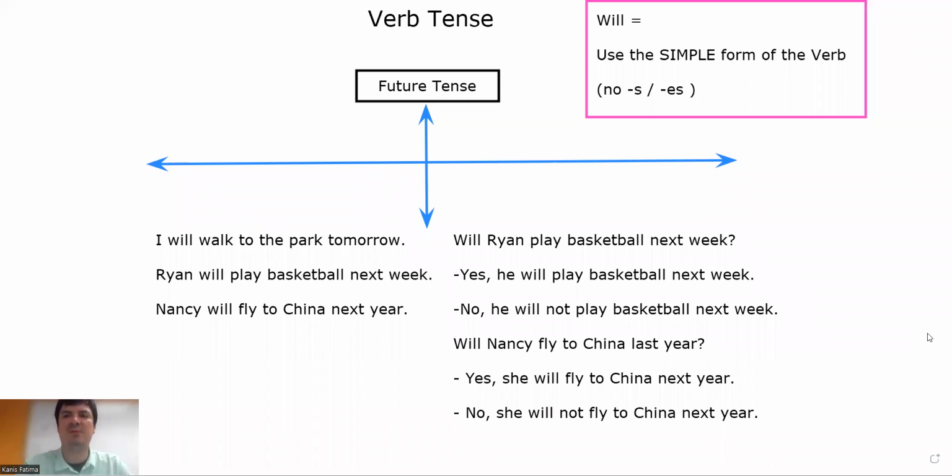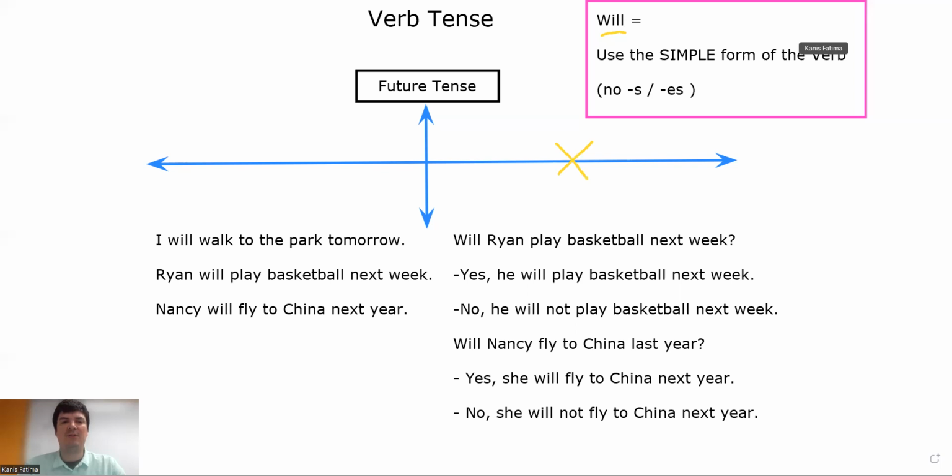The third verb tense we're going to talk about today is the future tense. The future tense is an event that will happen in the past. Sorry, an event that will happen in the future and end in the future. When we're using the future tense, we usually use the helping verb will. We use will plus a verb. Now, when we use will, we use the simple form of the verb after will. We do not add S or ES.